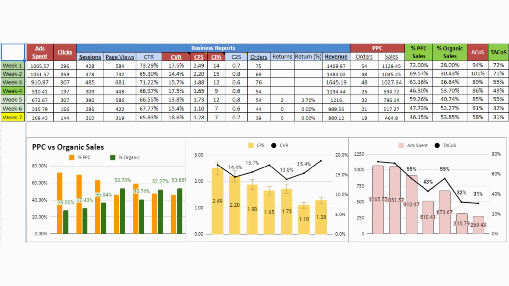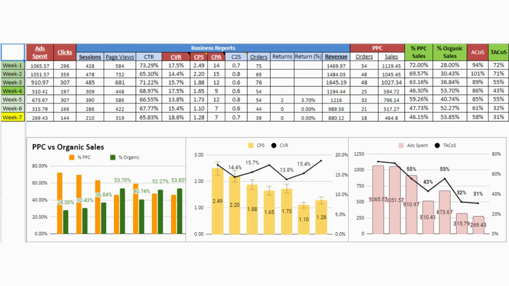We were able to improve the ratios very quickly, right? You can see that initially when we began, 72% of our sales came from PPC and 28% were from organic. But eventually, over a period of time, only 46% of our sales are coming from PPC, and about 54% are coming organically.